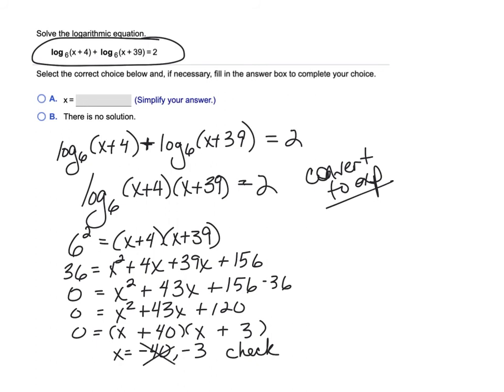So let's check negative 3. If I plug negative 3 in, I get negative 3 plus 4 is positive 1. And negative 3 plus 39 is clearly positive. So negative 3 works, and that's my answer.